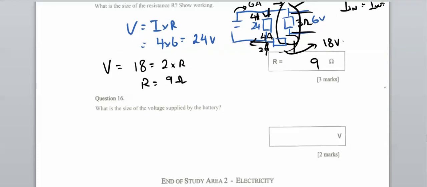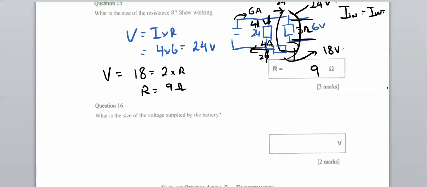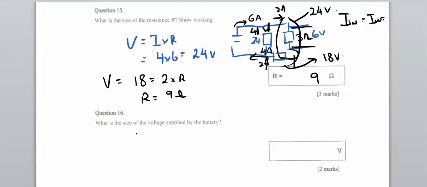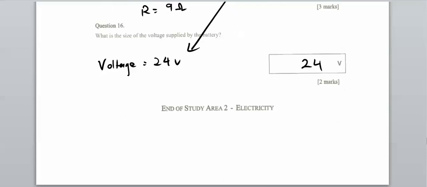What is the size of the voltage supplied by the battery? Well, we've just worked that out before, haven't we? We worked out that the voltage across this parallel circuit is 24 volts. So therefore the voltage across the battery is equal to 24 volts. And that's it.